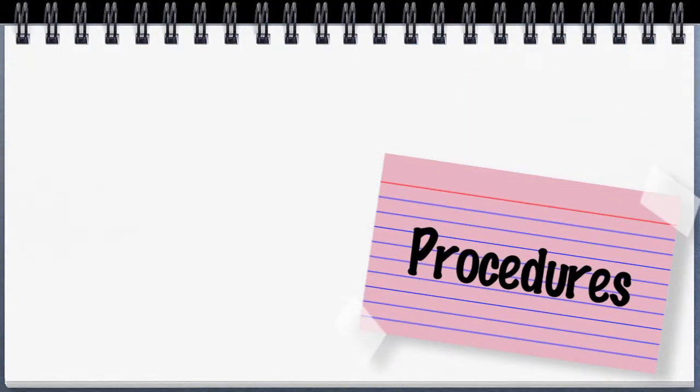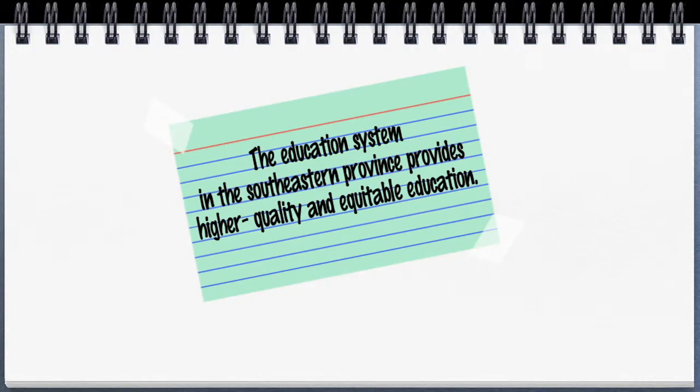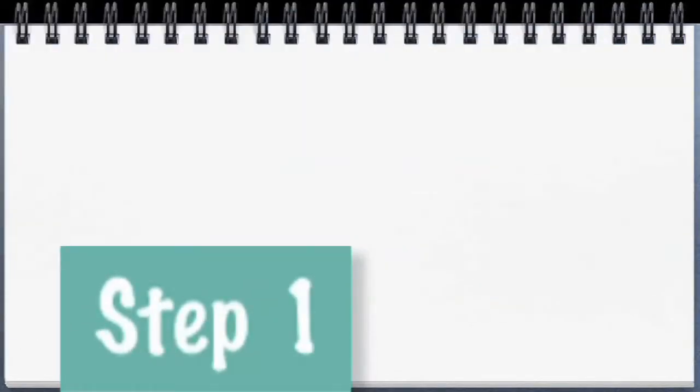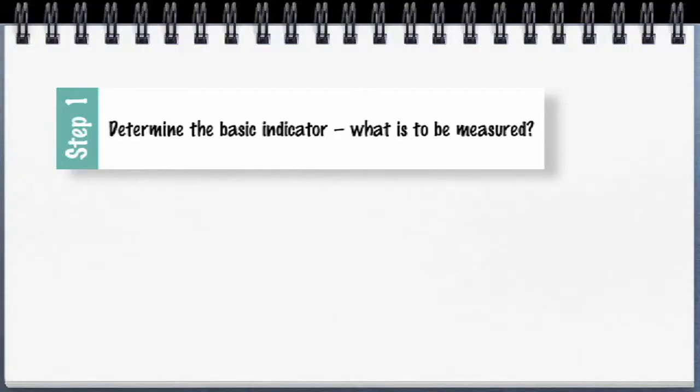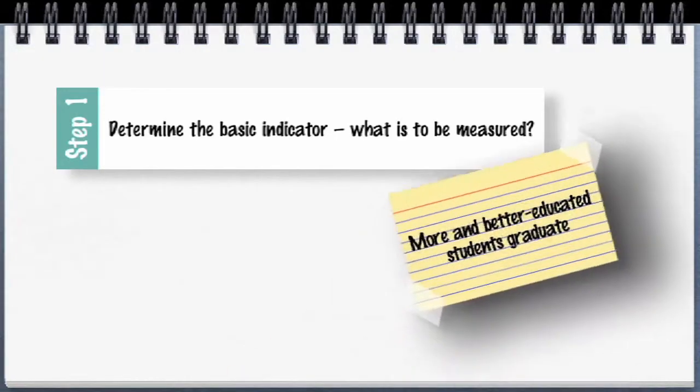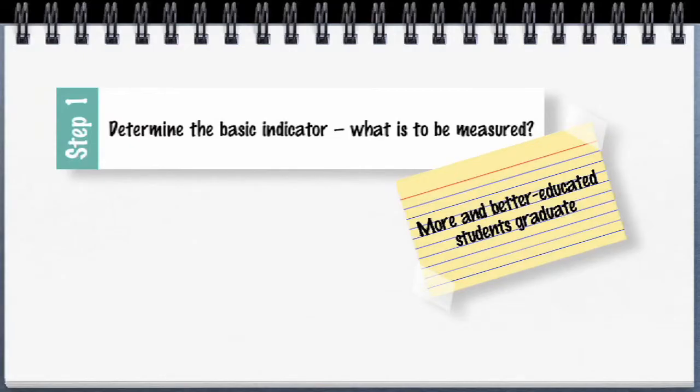Procedures. Taking an outcome statement: the education system in the southeastern province provides higher quality and equitable education. The indicator formulation process is described. Step 1. Determine the basic indicator. What is to be measured? For example, more and better educated students graduate.